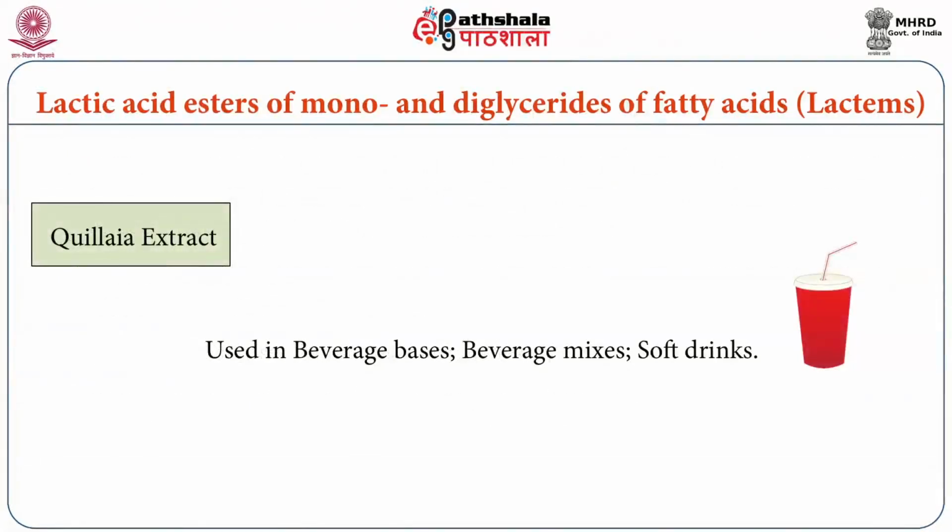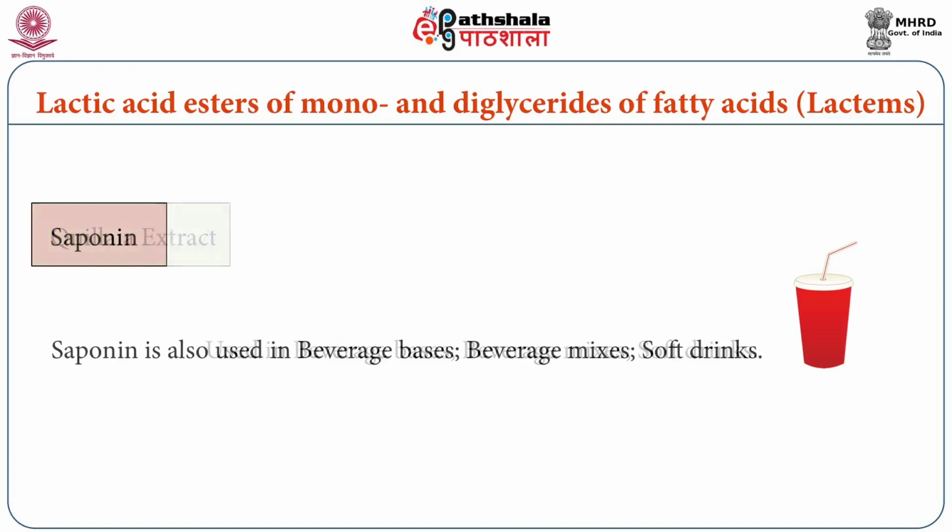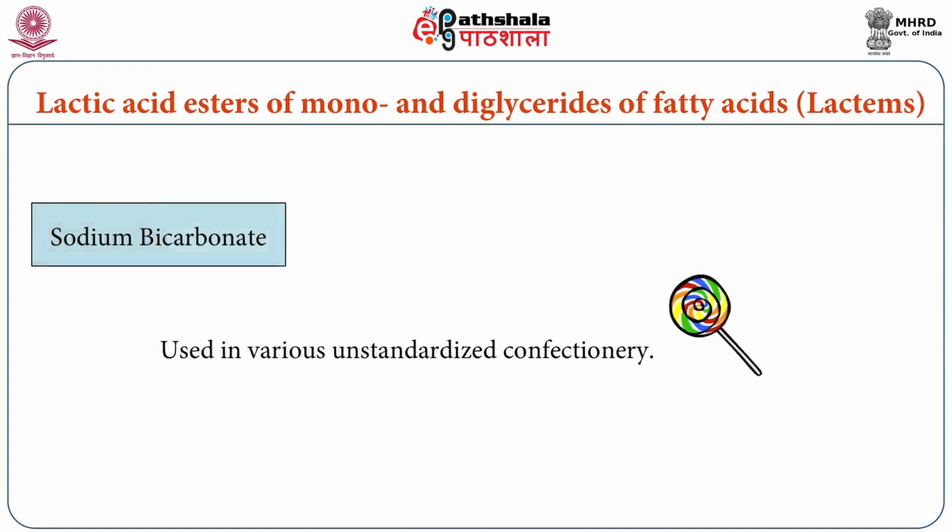The next ingredient is quillaia extract, which is generally used in beverage bases, beverage mixes, and certain soft drinks. The next is saponin. Saponin is also used in beverage bases, beverage mixes, and soft drinks. Sodium bicarbonate also acts as a foaming agent, and it is used in various unstandardized confectionaries.